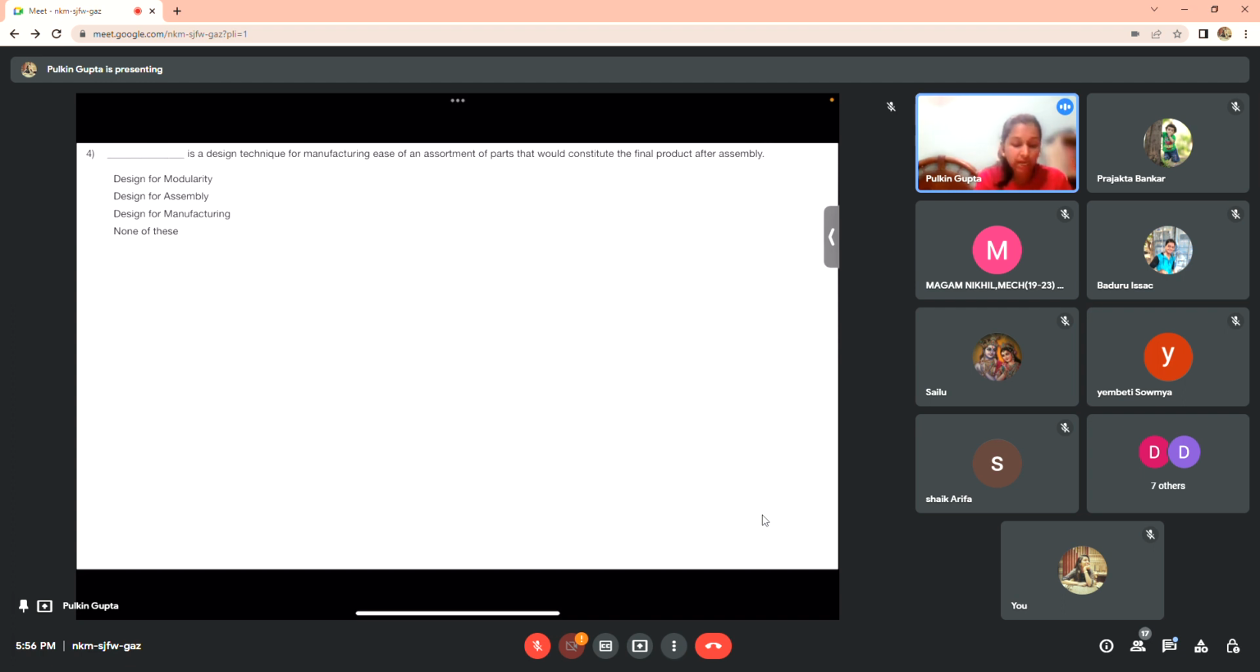Next question, question 4. Dash is a design technique for manufacturing ease of an assortment of parts that would constitute the final product after assembly. So here we are talking about manufacturing. The options are design for modularity, design for assembly, design for manufacturing, or none of these. Here we are talking about this design technique for manufacturing ease. So the correct answer is design for manufacturing, which looks after the manufacturing of the parts. Design for assembly looks at the assembling and disassembling part. So this is majorly concerned with the assembly and disassembly.